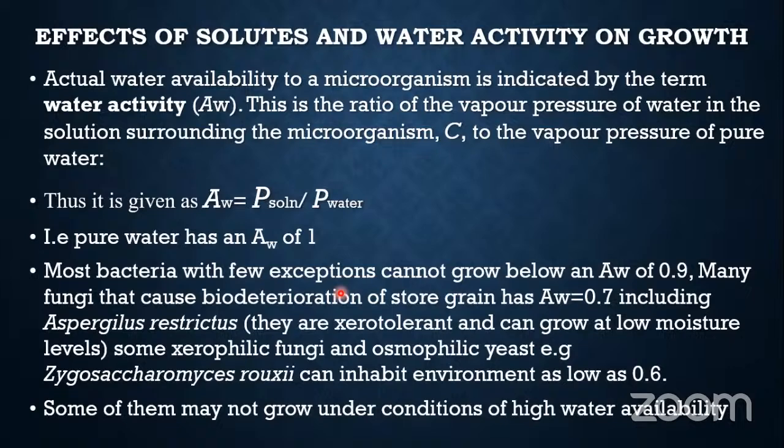But fungi usually grow at this temperature and at this water activity level, and that allows them to spoil some of these stored grains. So we have different water activity levels for different fungi. We have Zygosaccharomyces rouxii that can inhabit an environment as low as 0.6.